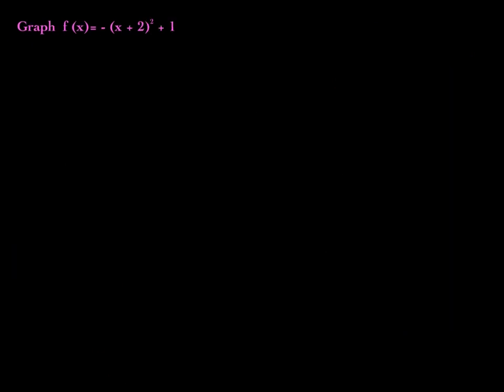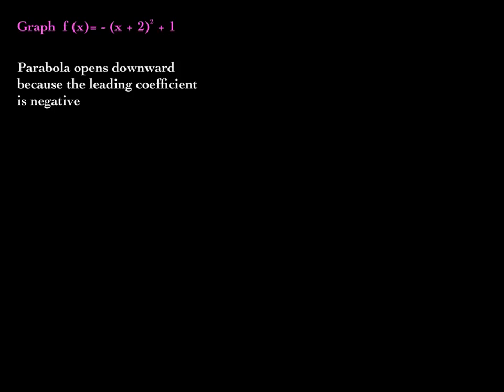All right, check out this brand new function, f(x) = -(x + 2)² + 1. First things first, is this parabola going upward or downward? I hope you said downward because the leading coefficient is negative. Now that we know it's opening downward, let's move toward identifying the vertex and the AOS. So let's find both of those.